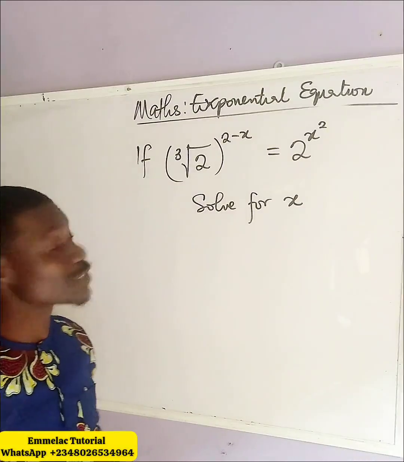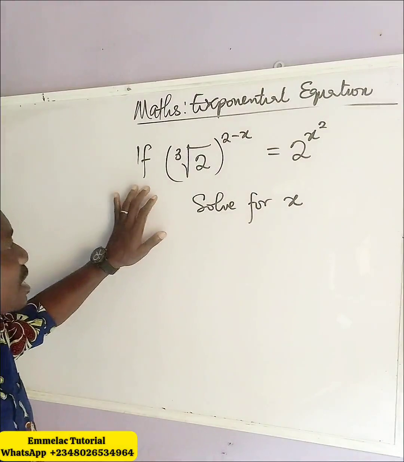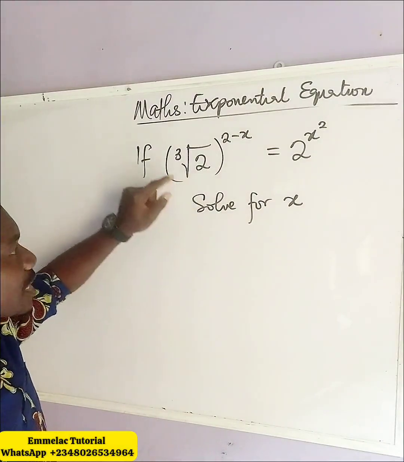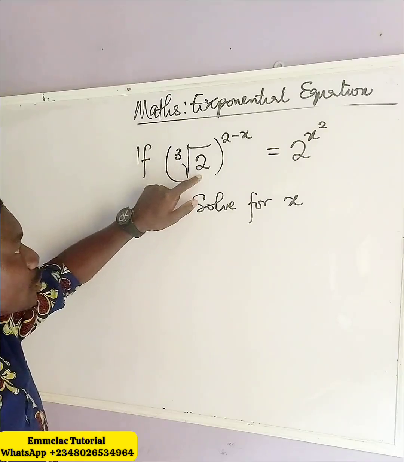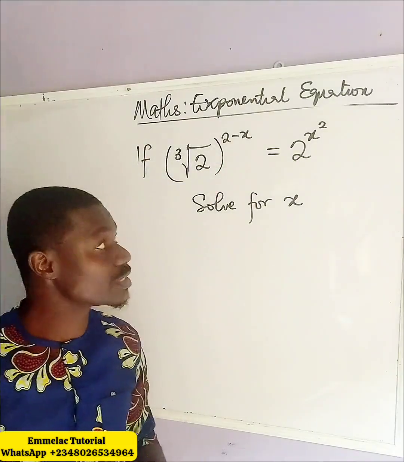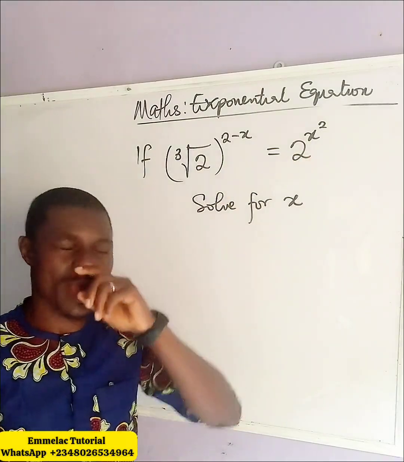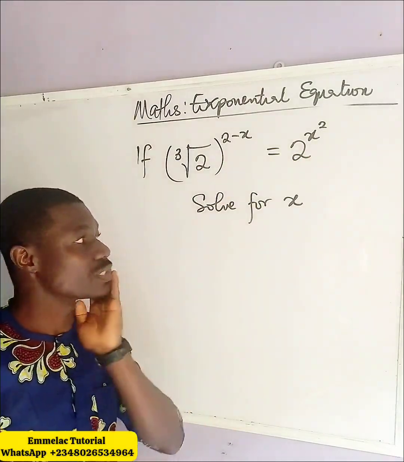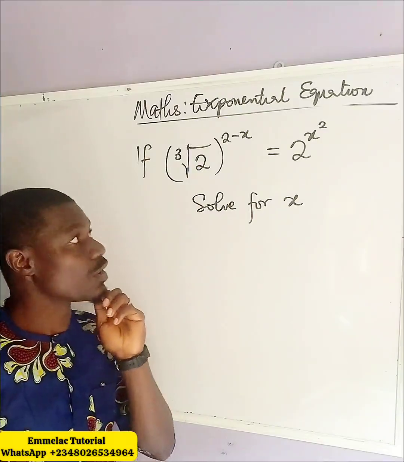Now let us look at this exponential equation. It shows that the cube root of 2, all raised to the power of 2 minus x, equals 2 raised to the power of x squared. Now solve for x.